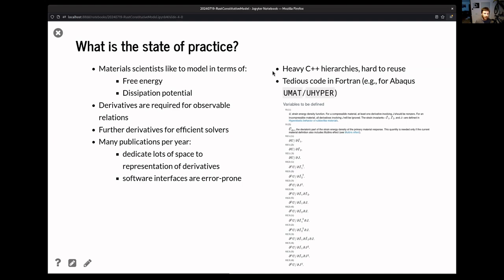There's kind of two strategies that we see showing up in code. One is to have relatively heavy C++ hierarchies that tend to be very project specific. The other is kind of tedious code written in Fortran. A lot of researchers use commercial software like Abaqus, which has a couple of interfaces, UMAT and UHYPER. As an example of that, you end up with a Fortran subroutine where you have to return a whole bunch of quantities. And those quantities represent a bunch of derivatives.